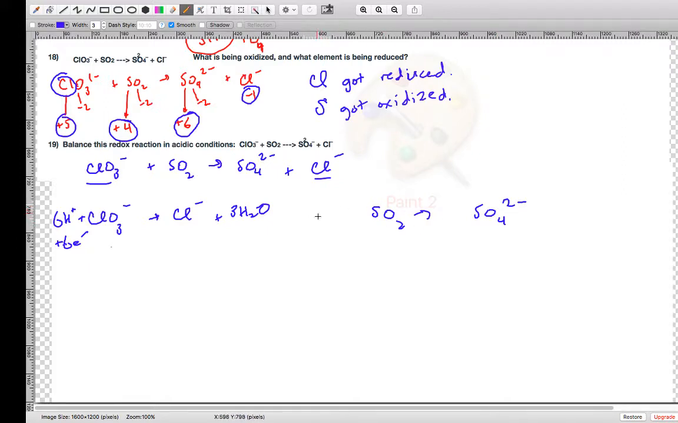Now I've got to add 2 water molecules here because water is first, and then hydrogen, and then electrons. So water is first because I just add these 2 water molecules because I want 2 more oxygens, because there are 4 oxygens here but only 2 oxygens here. The S was already balanced.